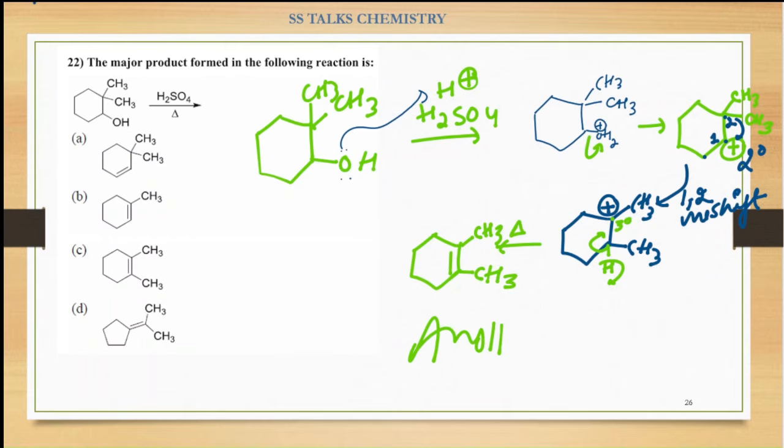Now look for the options that you have. I can see the C option is the correct one for this, where the alkene has the two methyl substituents attached on both sides. Alright, so C is the correct option for your question.